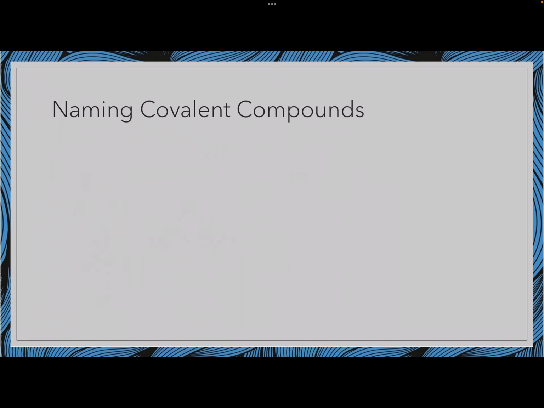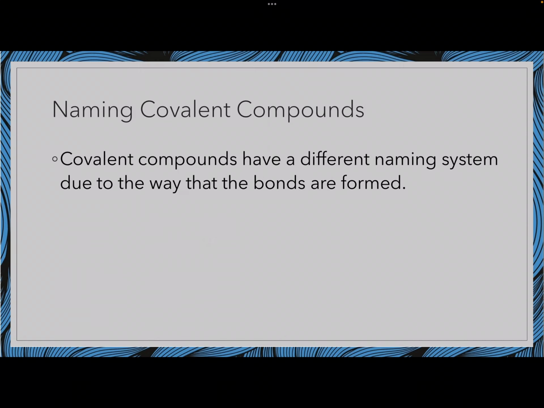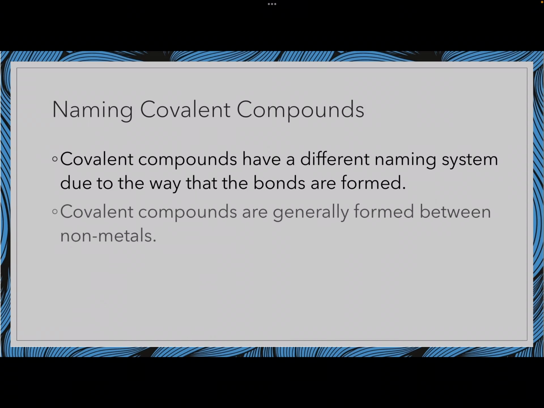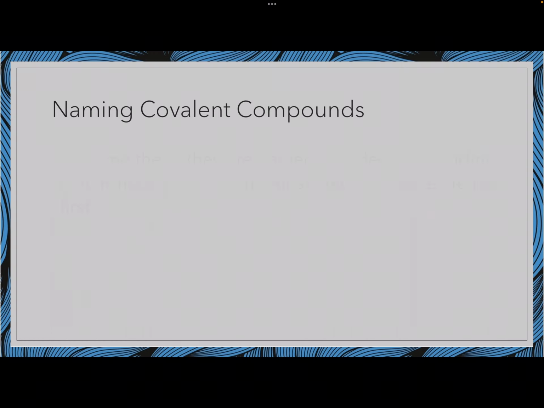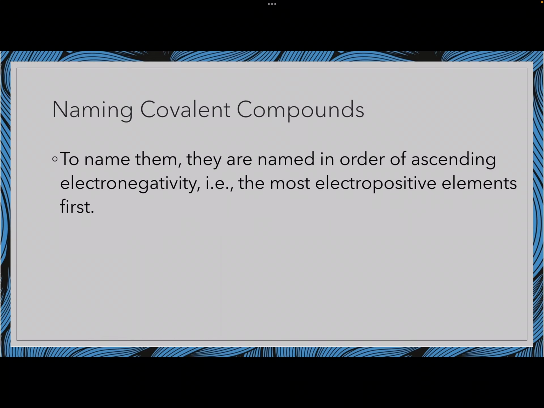Now, moving on to naming covalent compounds. We have a bit of a different system due to the way that the bonds are formed. Basically, covalent compounds are generally formed between nonmetals. To name them, they're named in order of ascending electronegativity. Remember, furthest to the left and furthest down is the lowest electronegativity, and it increases up towards fluorine. And then our noble gases have zero electronegativity because they're happy the way they are.